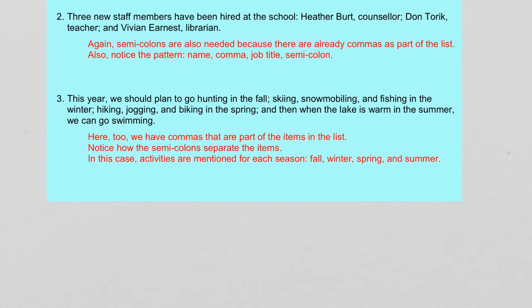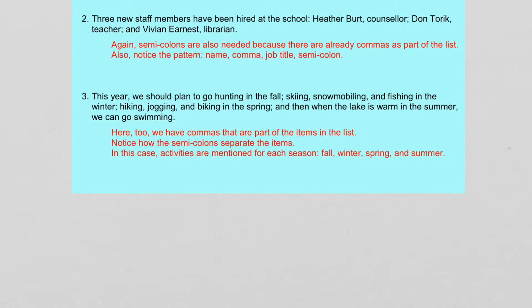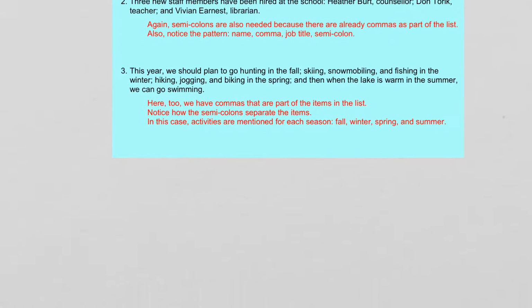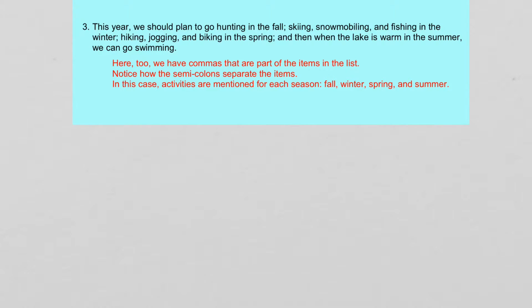All right, so you could share different names and different jobs, or different names and different roles. You could even share a location with something to do at that location, or something to do at a certain location even. Right? You could use this idea in a few different ways. Number 3, this year we should plan to go hunting in the fall, skiing, snowmobiling, and fishing in the winter, hiking, jogging, and biking in the spring, and then when the lake is warm in the summer, we can go swimming.